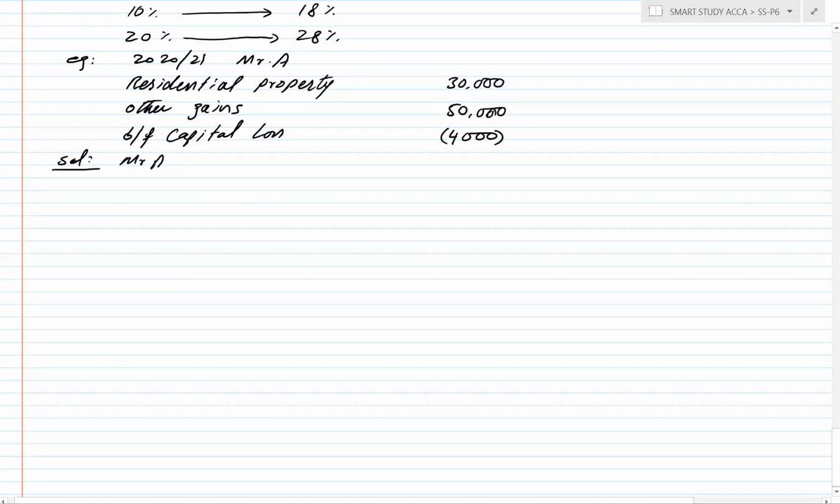Mr. A, capital gains tax computation for the tax year 2020-21. Whenever gains are given for the residential property, friends, we will prepare two columns. We need to keep both types of gains separate because tax rates are different for every type of gain. So we will prepare a separate column for the residential property and a separate column for the other gains.